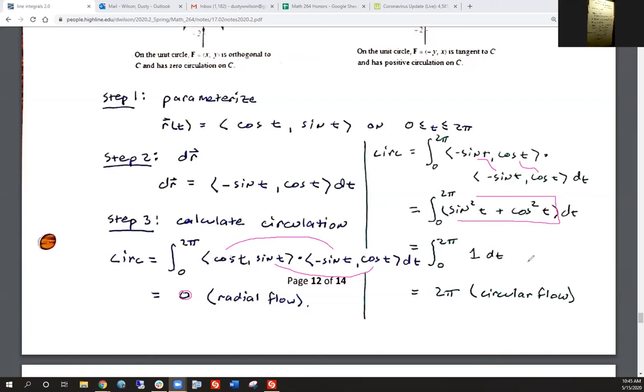So the concept of circulation is basically like the work to go around a closed path. Questions about that? Very good.